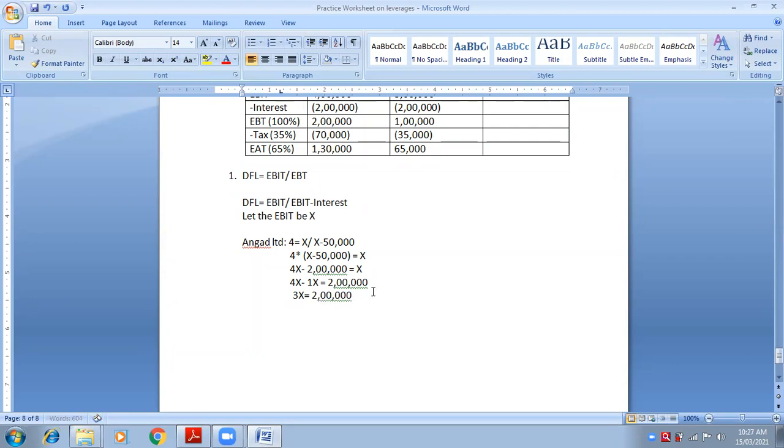Now numbers have to be taken at one side, and X will be, this is 3 into X. 3X means 3 into X. Now this into 3 will go to the opposite side and be converted into divide by 3. So naturally we will write here 2 lakhs divide by 3. So X is equals to how much?